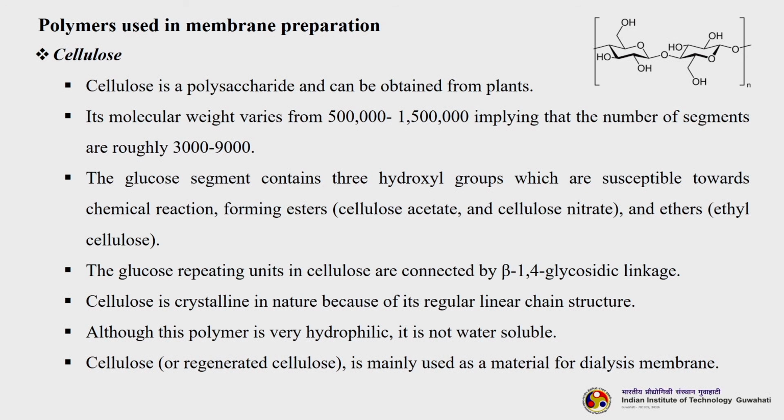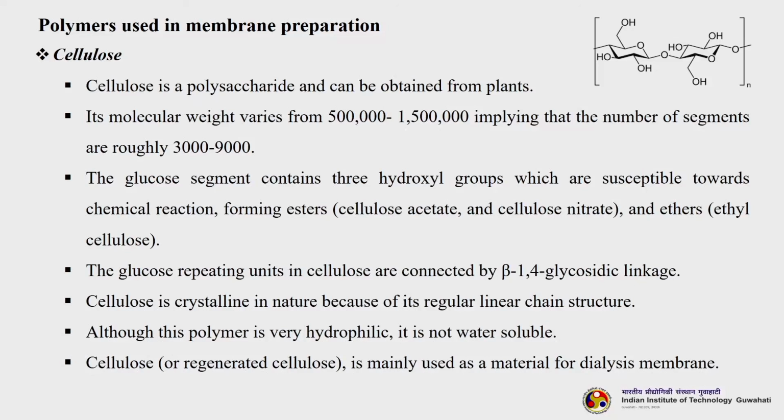Cellulose is a polysaccharide and can be obtained from plants. Its molecular weight usually ranges from 500,000 to 1,500,000, implying that the number of segments is roughly between 3000 and 9000. As the number of units increases, the molecular weight also increases. The glucose segment contains 3 hydroxyl groups which are susceptible to chemical reaction, forming esters such as cellulose ester and cellulose nitrate, and ethers such as ethyl cellulose.